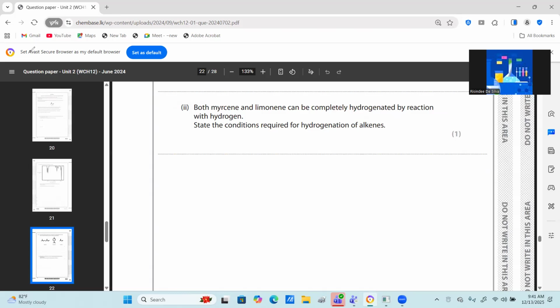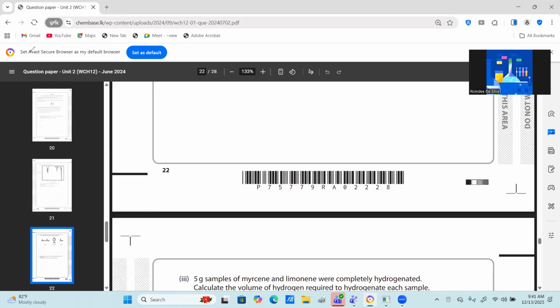Both myrcene and limonene can be completely hydrogenated by reaction with hydrogen. State the condition. So you need heat and nickel as the catalyst.